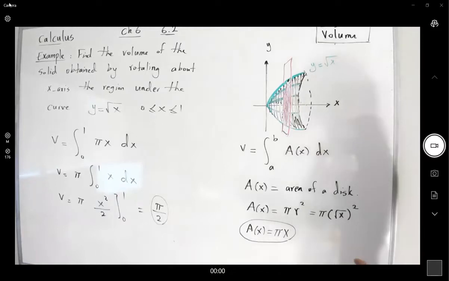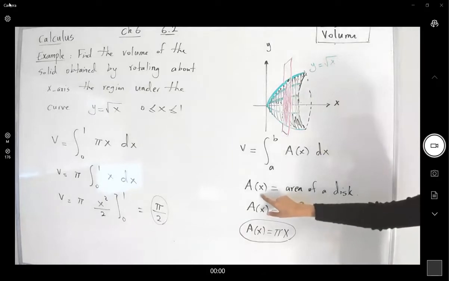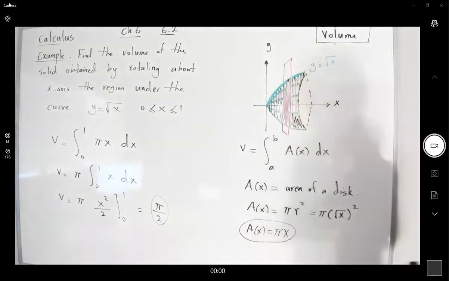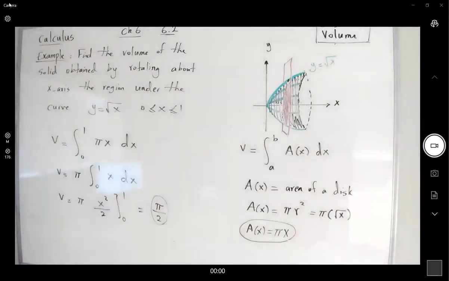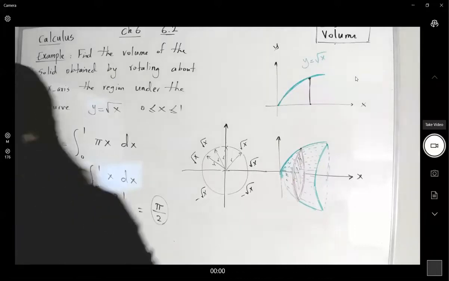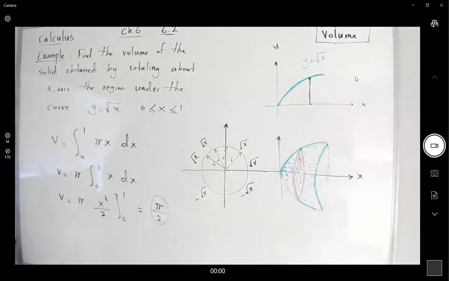So all we have to do is to find the area of the cross-section of this solid in the space. One more example. Okay, well, let's go over another example.